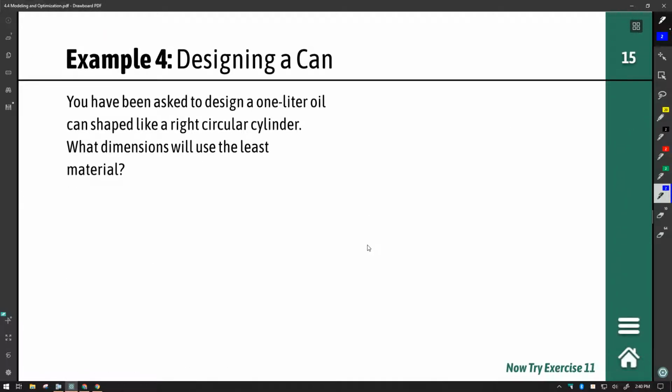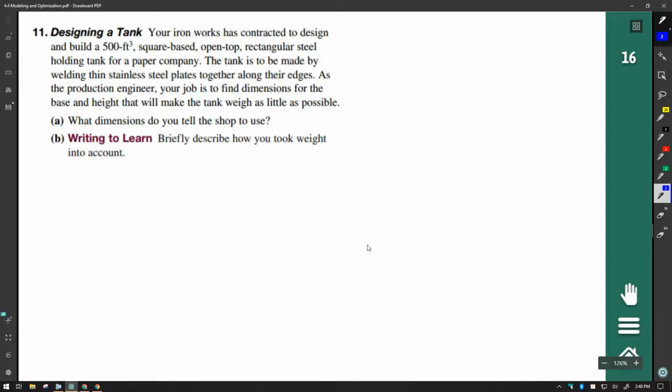Exercise 7 is one that's going to be left to you. This example 4, we're going to leave to class or on your own. I would say take a look at page 235 in your text. And this one, number 11, we're going to leave for class as well.